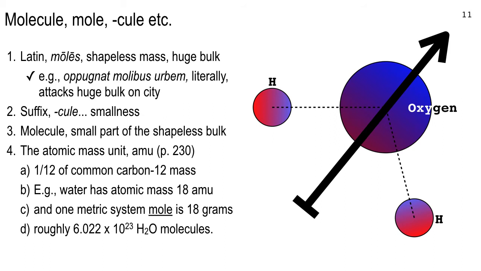Now, if chemistry ran itself on the basis of ounces, then this number would be something different from 6.022 times 10 to the 23. But in the metric system, if you want the same number of grams as your molecular mass has AMUs, then it's got to be 6.022.